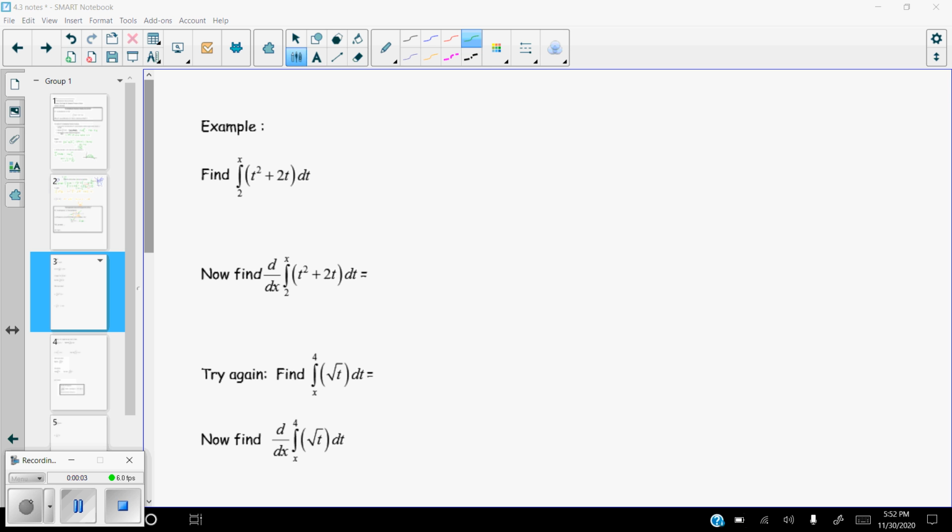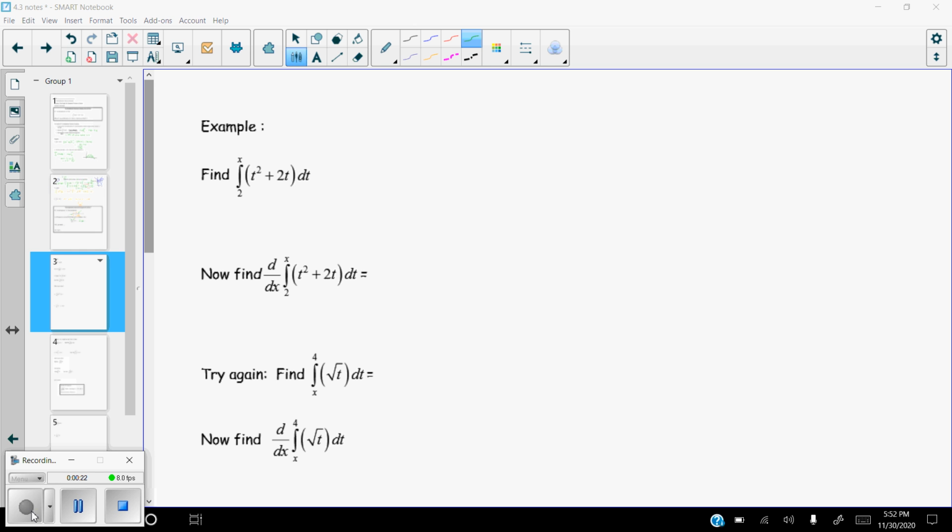Okay, this is section 4.3, video 2. So we have talked about the fundamental theorem of calculus part 2. Now we're going to be talking about the fundamental theorem of calculus part 1. We're going to use part 2 to kind of show how part 1 works.